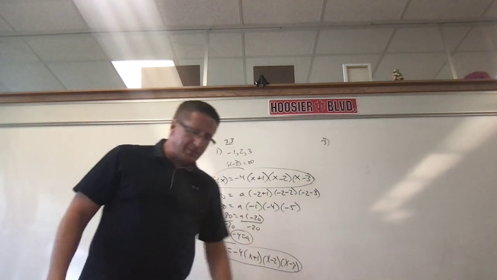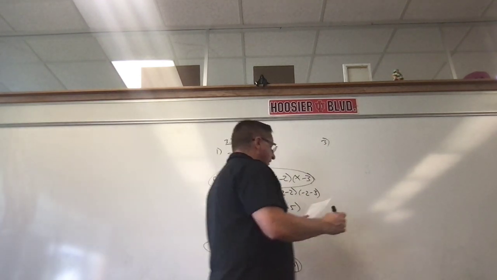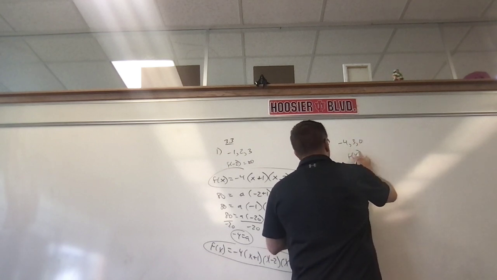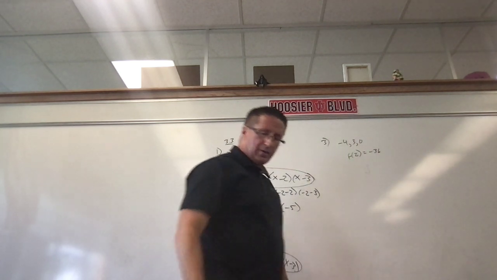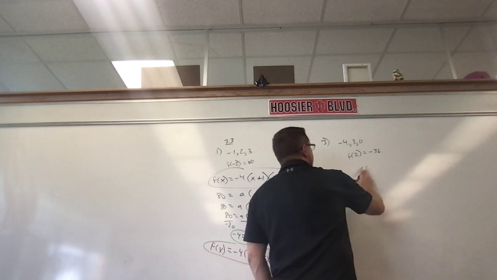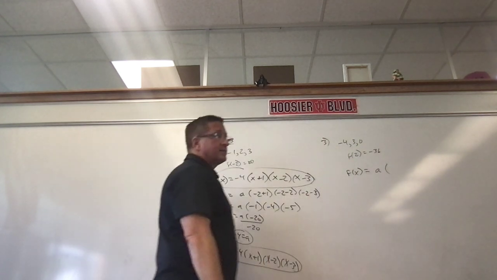Okay? Number 3, same type thing. So we have -4, 3, and 0, and f of 2 is -36. Okay, so it's third degree. Our zeros are -4, 3, and 0. So we have f of x equals a, some number, we don't know what it is.